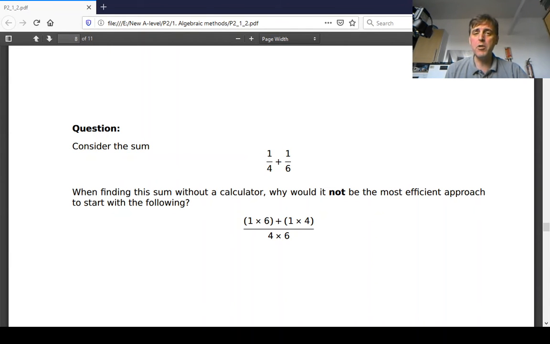Now, what a lot of people do when they are adding together fractions without a calculator is they would find a common denominator by multiplying those denominators together. Why would that not be the most efficient approach to start by doing that for this particular example? Have a think about that and restart the video once you've done that.